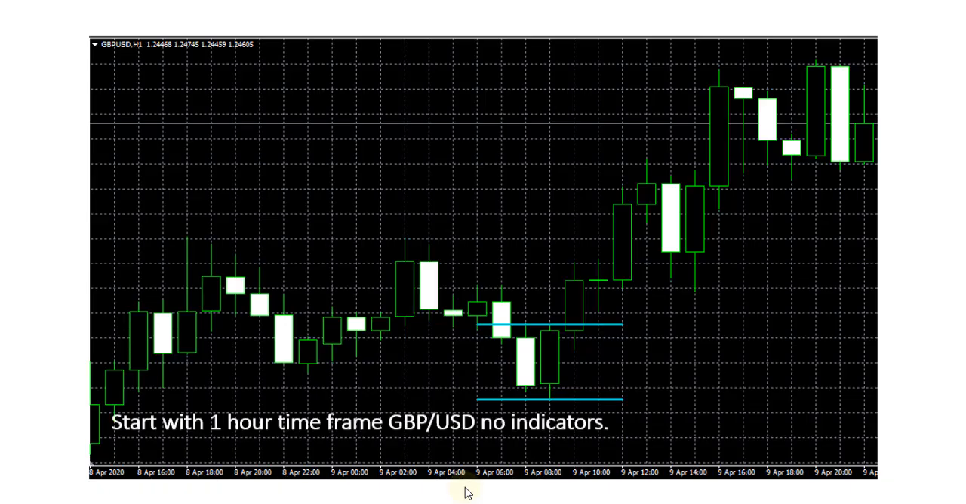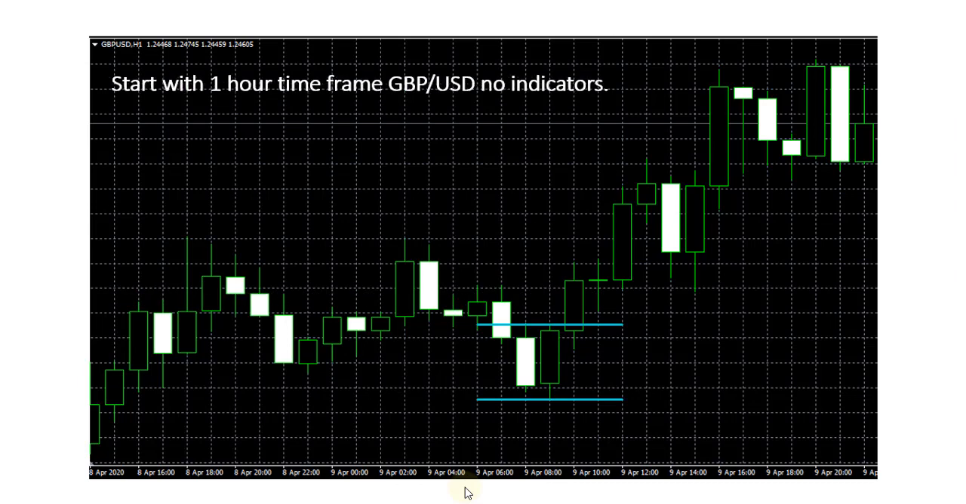The first thing we do is start with the 1 hour time frame, and we are using pound dollar as our pair to trade. So we are only trading pound dollar for this strategy. We are not going to use any indicators. We are going to use just the chart, the time frame, and the candles.